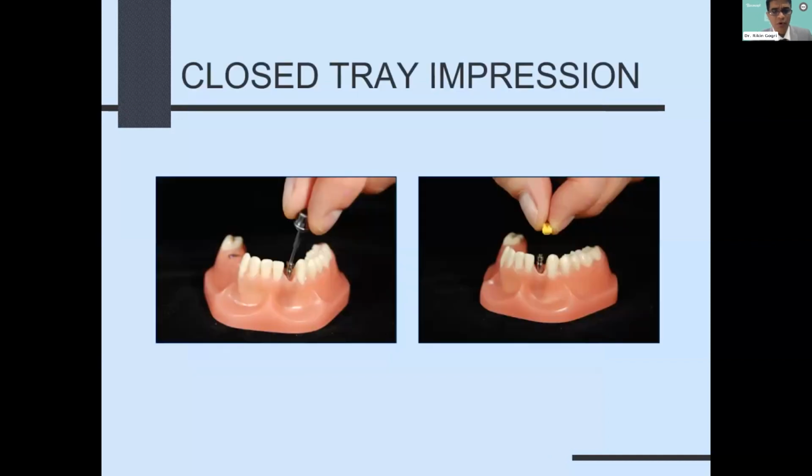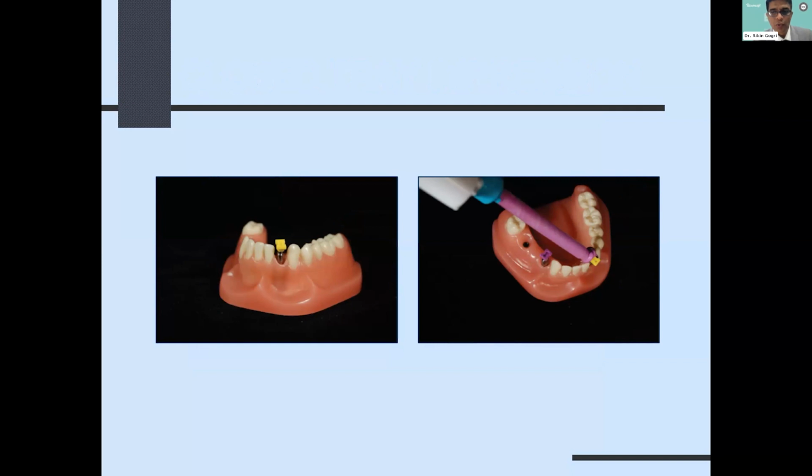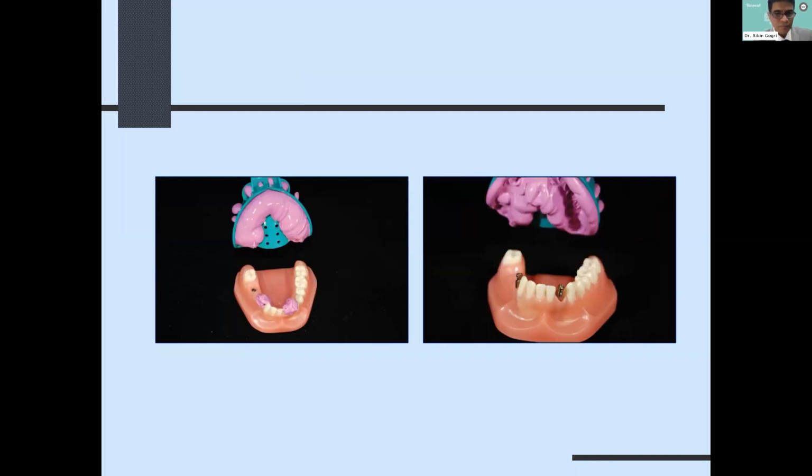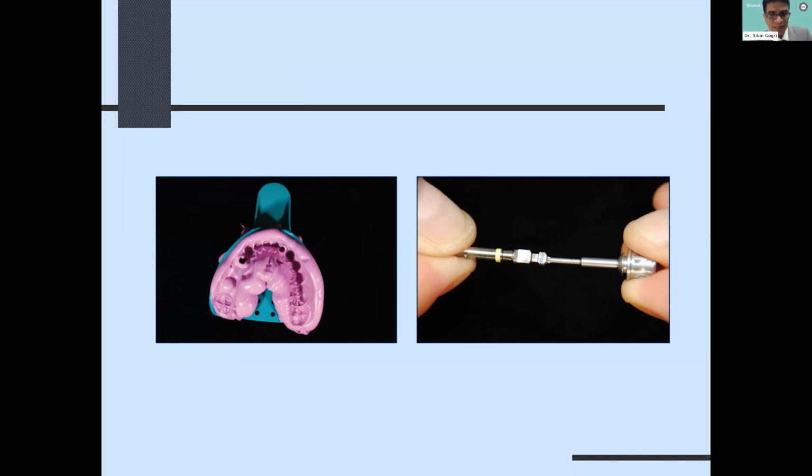Closed tray impression is something you can see on this model. What you can see on the left is fixing the closed tray impression. What you have on the right is the coping cap, which gets oriented into the impression, where it gets picked up into the impression. You put light body around the area of interest, and use the heavy body to ensure you have a nice rigid impression.